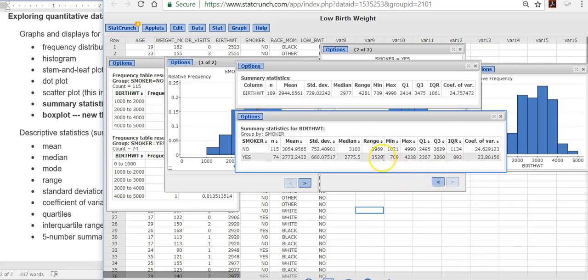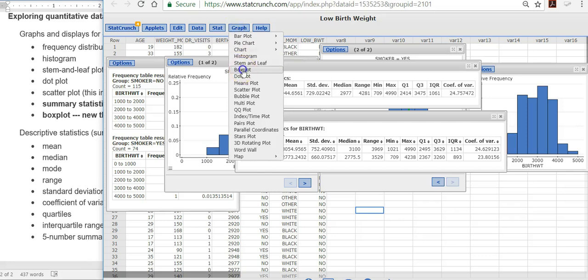We do see a fairly big difference in the range though also, which just means that the non-smokers' babies are more spread out between the min and the max. That goes from 1,021 up to 4,990, and for the smokers it goes from 709 up to 4,238. Now we can look at the min, the max, and the Q1 and the Q3 here with specific values, but we're also going to look at those specifically in the box plot. The box plot is going to show us those better than what we can really tell in the summary statistics. Let's do that next. Let's look at the box plots.